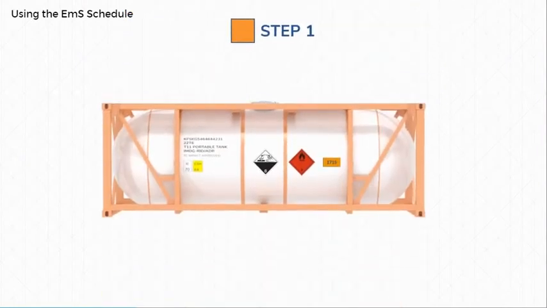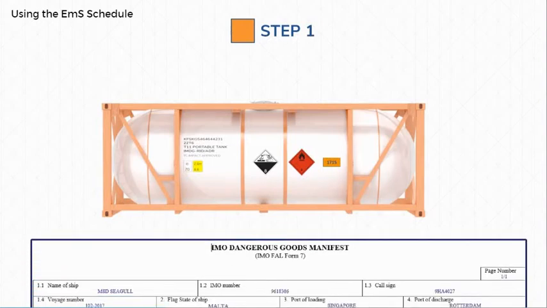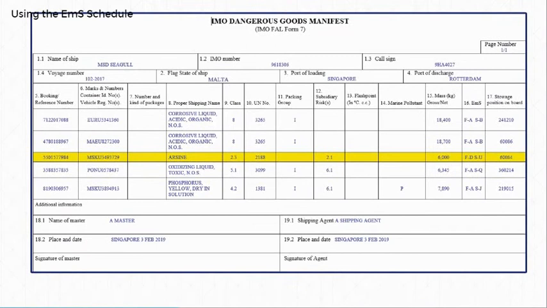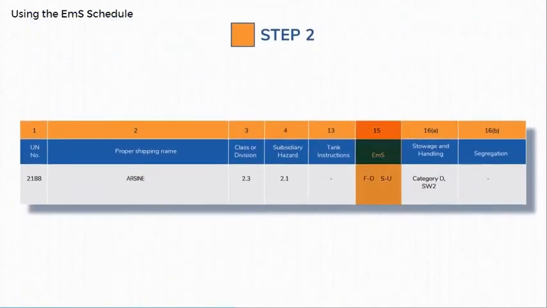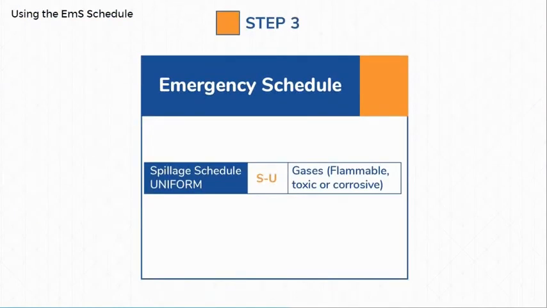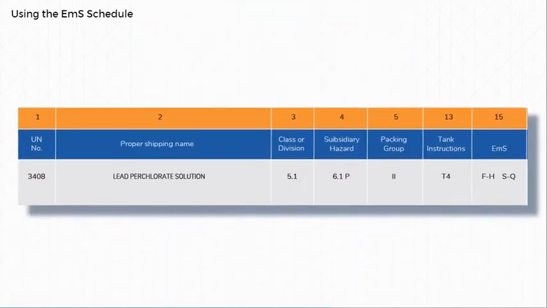First, identify the UN number and proper shipping name of the goods. This will be found on the labeling and placarding of a tank container or from the special list or cargo manifest if packaged goods are in a container. Next, go to column 15 of the dangerous goods list and obtain the emergency schedule code for fire or spillage. Finally, go to the EMS guide for the appropriate fire or spillage schedule for action required to deal with the incident. Now that we know the process, let's consider an example.